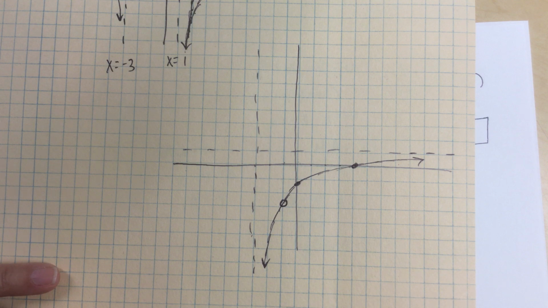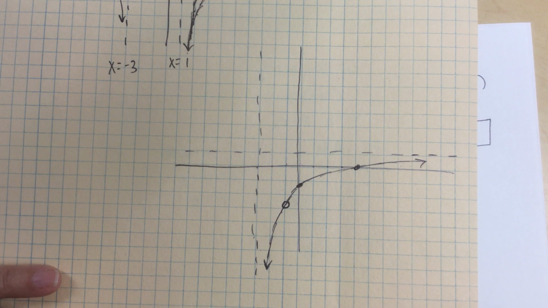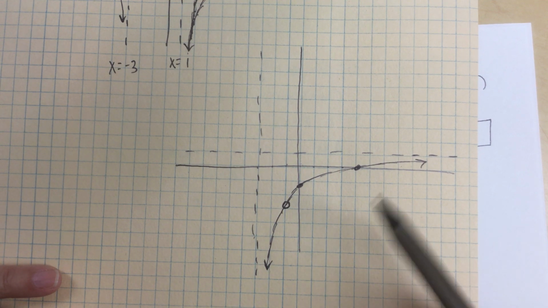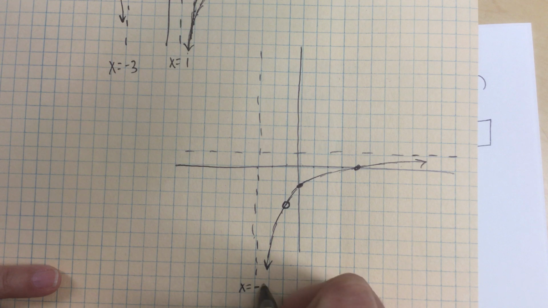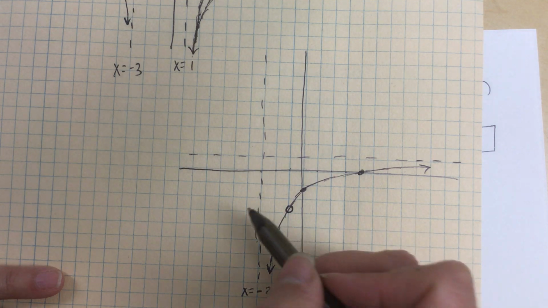Now I need one more piece of information. What else do I need to do? Plug in one more point, and the point needs to be smaller than -3 because I need to know over here if it's above or below the asymptote.